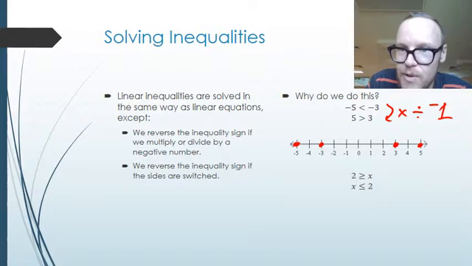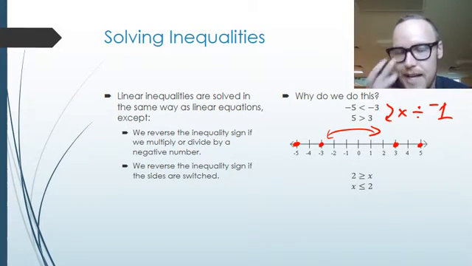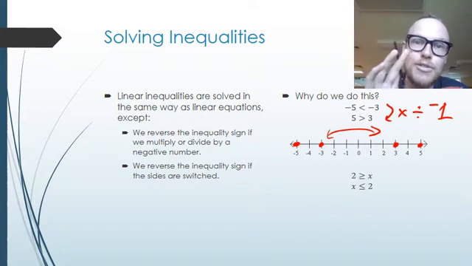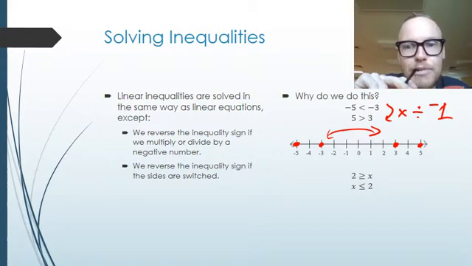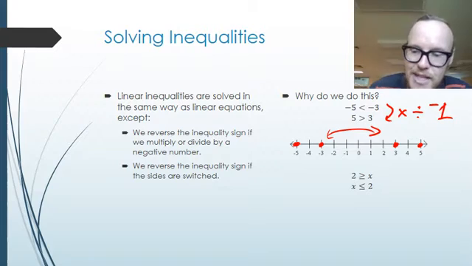So when we multiply by a negative number, multiplying by a negative essentially switches the side of the number line that the values are on. Rather than being on one side of the zero, they're on the opposite side. So we're mirroring what's happening on the number line, and we need to mirror our inequality sign as well. We turn a less than into a greater than, or a greater than into a less than. Also, if we switch the sides, we need to do the same thing.